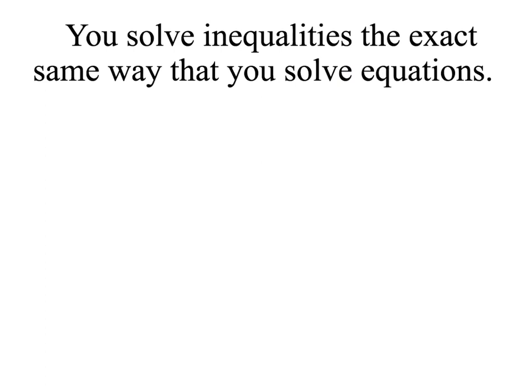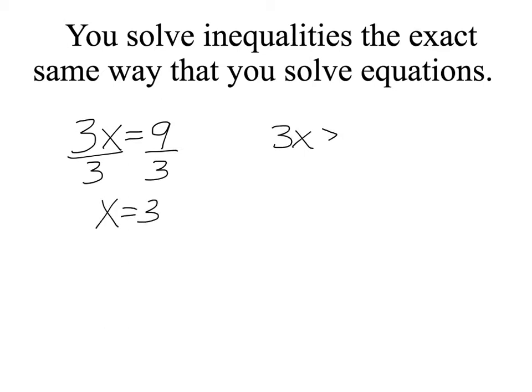Okay, you solve inequalities the exact same way you solve equations. So if I have 3x equals 9, you're going to divide both sides by 3. x equals 3. If I have 3x is greater than 9, you do the exact same thing. You divide both sides by 3, and then instead of dropping down the equal sign, you just drop down the inequality. There is one small difference that we'll get to when we multiply or divide by a negative, but all the same rules for solving one-step equations are the same for solving one-step inequalities. So this should be pretty easy.